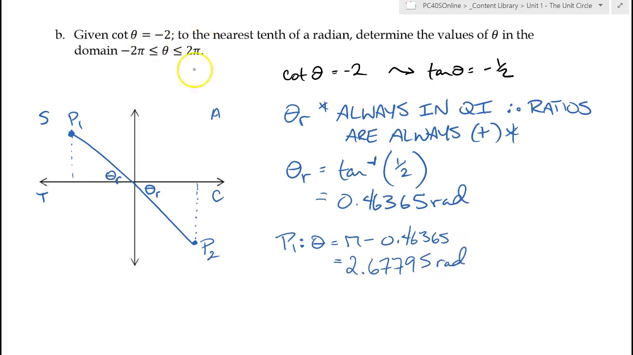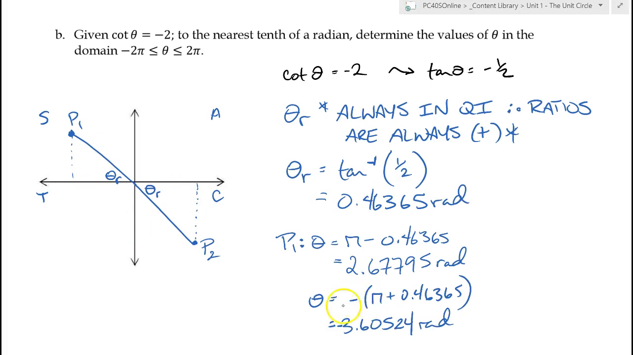But again, I'm allowed to go within my negative values as well. So if I'm measuring from here, it's going to be negative pi and a little bit. So again, I like doing it with the negative out in front and then just thinking in terms of positives. So I get negative 3.60524. So those are my possible values for point 1.